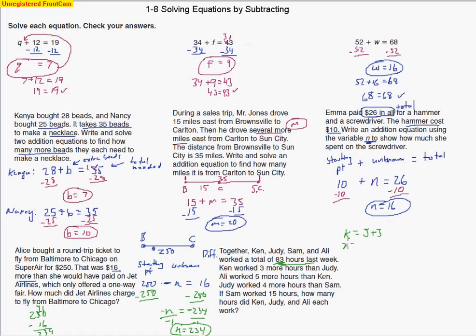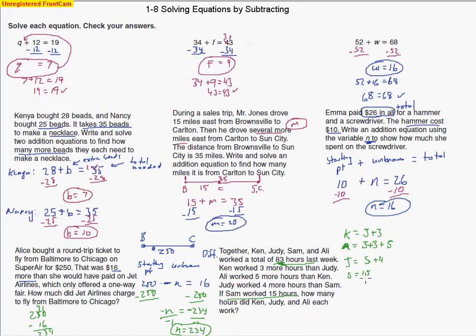Allie, she worked 5 more than Ken. Well, Ken is J plus 3, so let's use that. So this is our A here for Allie. Allie is J plus 3, that's Ken's time, plus an extra 5 hours, because she worked 5 more hours than Ken. Well, Judy, she worked 4 more hours than Sam, so Sam's time plus 4. And then in the last sentence that they give us, it says Sam worked 15 hours. Oh, they give us Sam's amount. Sam equals 15. So they want to know, how many hours did Ken, Judy, and Allie each work?